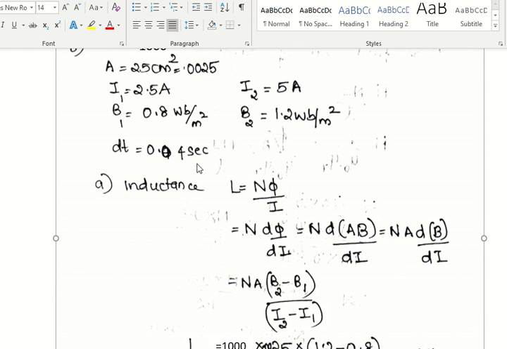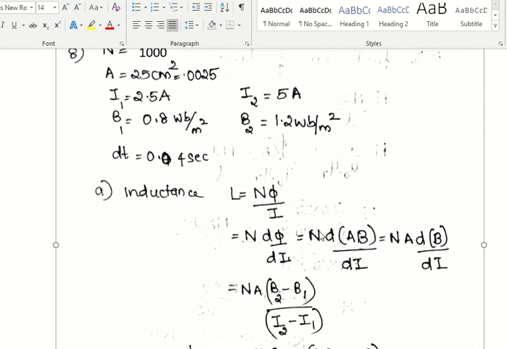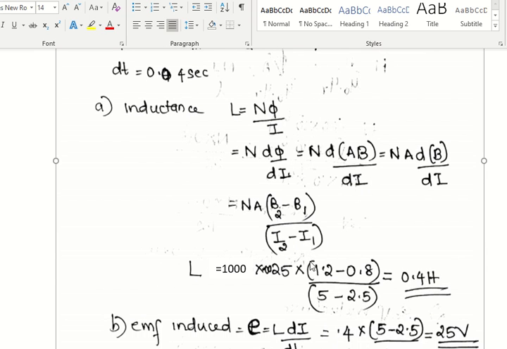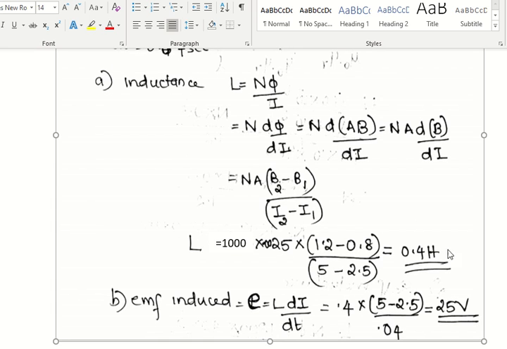We know inductance, write the given data first, then find the inductance L equals Nφ by I. We know that φ equals area into flux density, because in your question flux density is given and area is given. So write in terms of area and flux density. So NA into dB, flux density is changing, area is constant. So we can write NA into B2 minus B1 by I2 minus I1. So number of turns 1000, area 0.0025, B2 is 1.2, B1 is 0.8, I2 is 5, I1 is 2.5. Substitute these values, you will get 0.4 Henry.